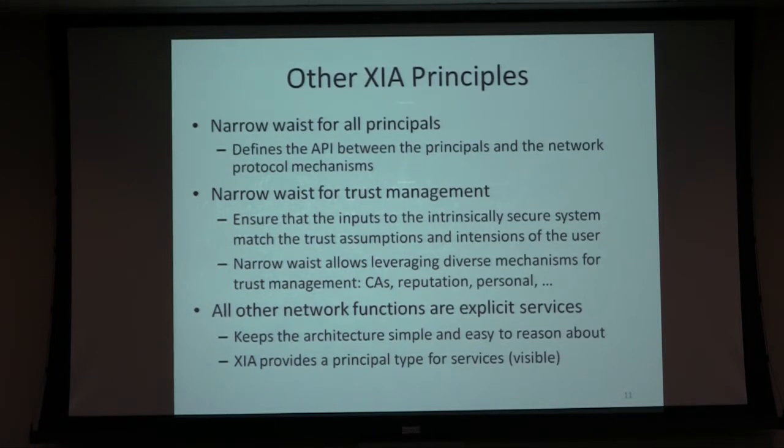There's a narrow waist for trust management, which I'd rather discuss offline. And then we have this other thing where all other network functions are explicit services. It turns out that's actually also what the current internet does. The example I always give is DNS. DNS is essential to the current internet, but it's a service, right? It's not part of the architecture. Actually, I have considered putting packet switching on the slide, because it turns out that the first, the last, and packet switching are all ideas that we borrow from the current internet. And I can't think of a good alternative.